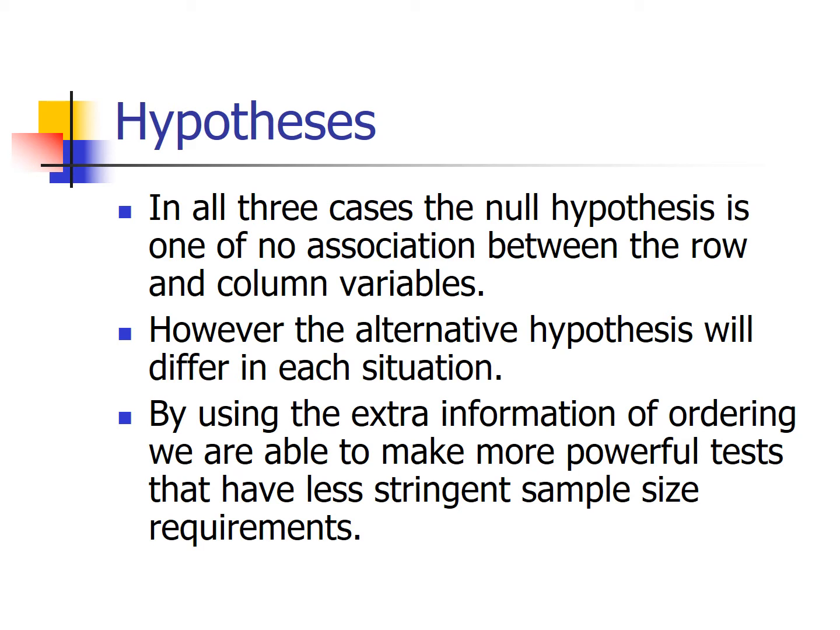Now, technically, in all three cases, at least broadly, the null hypothesis is one of no association. So we have an x variable, we have a y variable. Are they related with one another? Are they associated with one another? It's just that how we define this notion of relationship is going to differ depending on which of those three situations we're in. It turns out that by using the extra information of ordering, if we have that, we can create and utilize more powerful tests. A more powerful test means a higher probability of rejecting the null hypothesis when in fact the null hypothesis is false. A more powerful test means a higher probability of rejecting H naught when we should be, when H naught is in fact false. So they're more powerful, and they also consequently have less stringent sample size requirements.